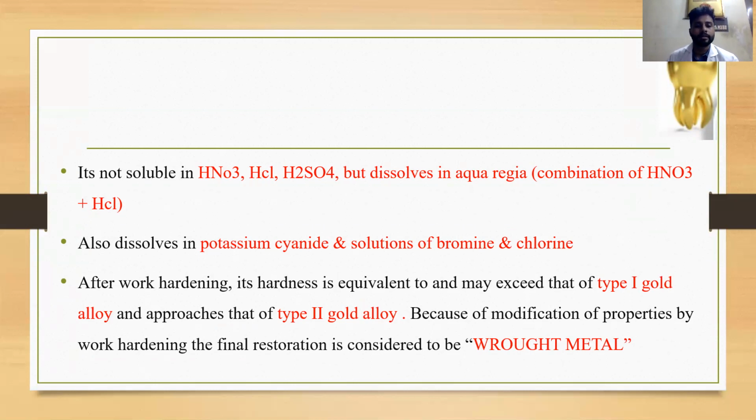After work hardening, its hardness is equivalent to and may exceed that of type 1 gold alloy and approaches that of type 2 gold alloy. Because of modification of properties by work hardening, the final restoration is considered to be a wrought metal.